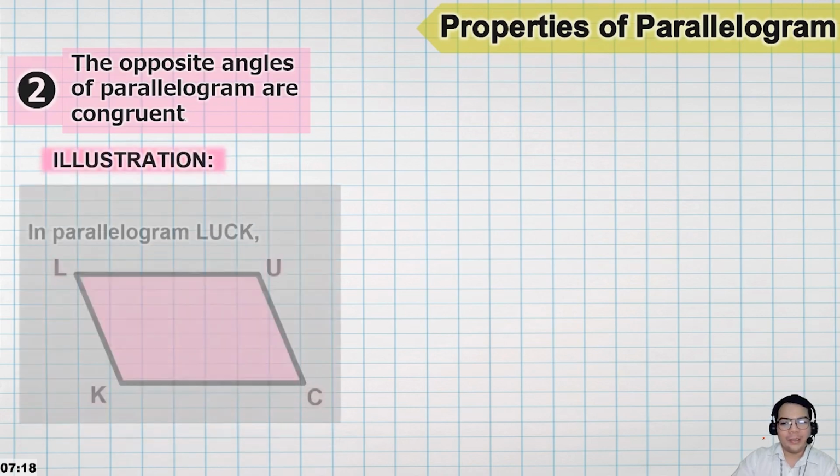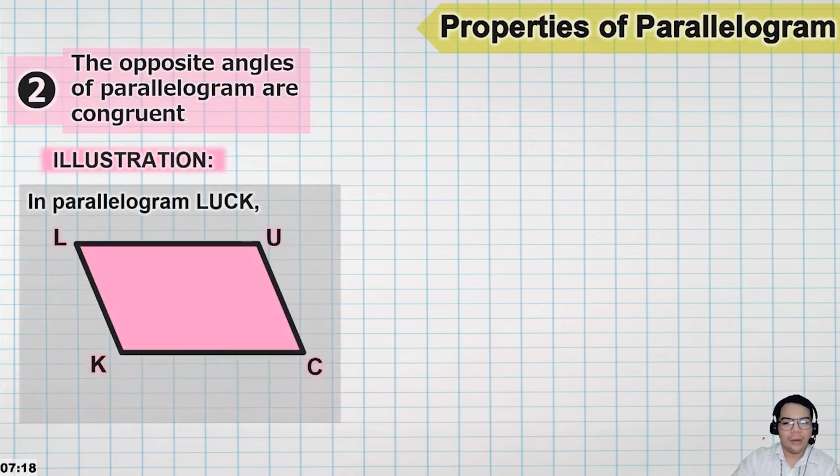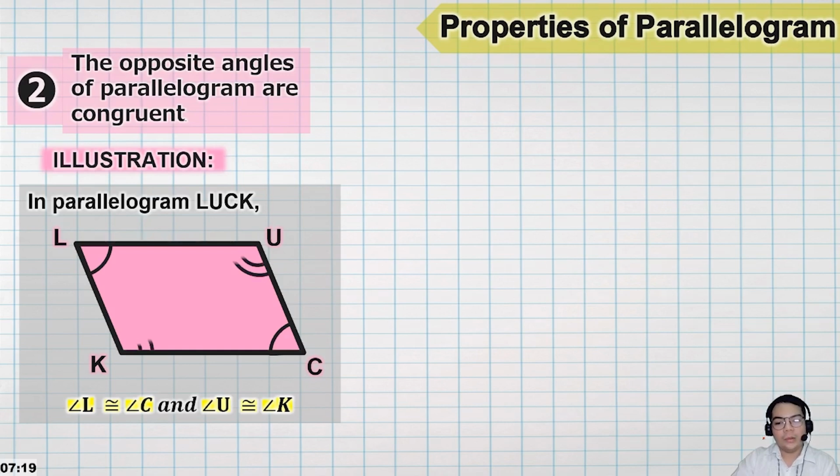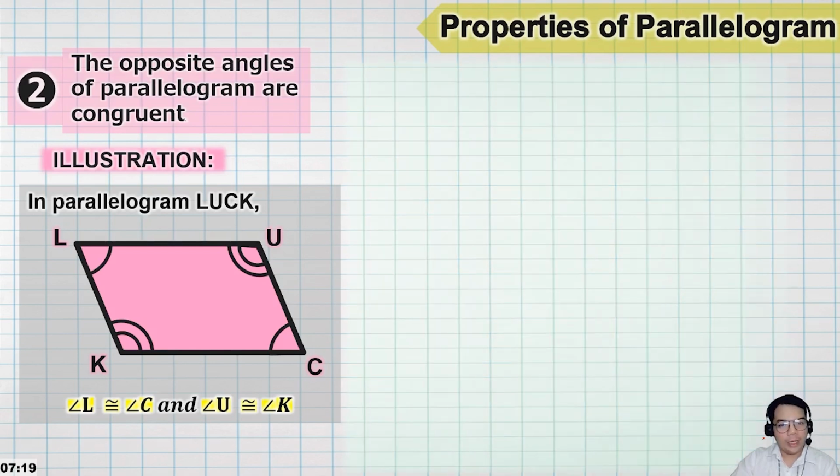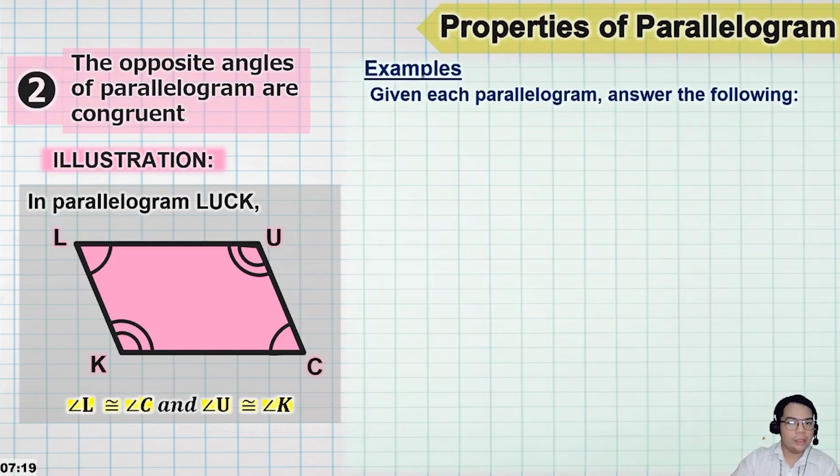So as an illustration, let's have this parallelogram LUCK. Ayan, we can say that this is a parallelogram because the opposite angles, angle L and angle C, are congruent. At the same time, another pair of opposite angles, angle U and angle K, are also congruent. So, present yan sa isang parallelogram. As an application, let's have this following parallelograms.